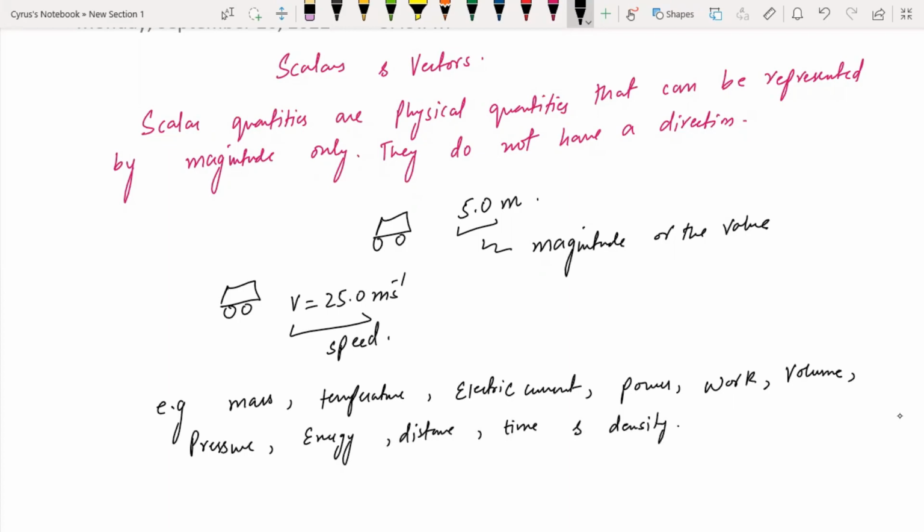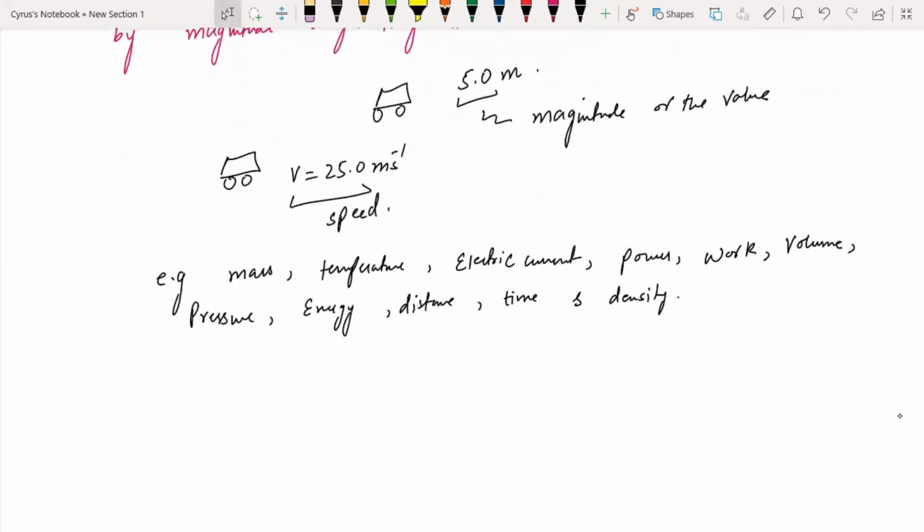All of these quantities that I've talked about have only the magnitude which matters, and they can be easily added. For example, you can add two different distances, or two different work done. You can add 5 plus 25, and that will give you the simple answer, 30 meters. If you add two distances, it's going to be 30 meters. So the addition is very simple.